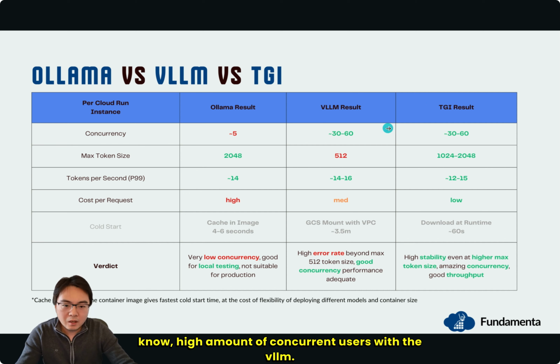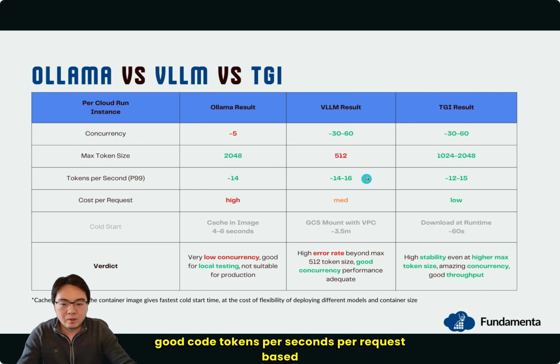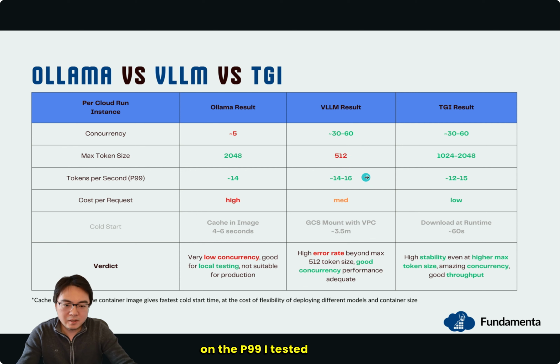With vLLM, it has really good concurrency. It has really good tokens per second per request based on the P99. I tested in there. However, the max token size, the amount of tokens you can generate in the results, is very low compared to the other two. So I cannot make it pass beyond 512. It just basically gives me the 504 error code and times out, and it's very hard to figure out.